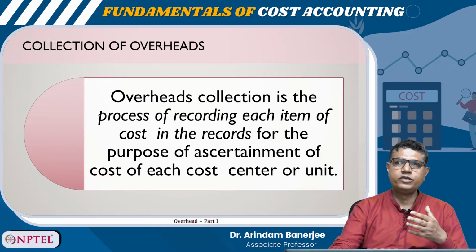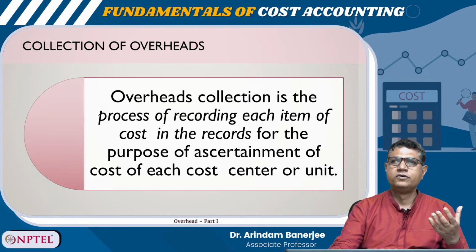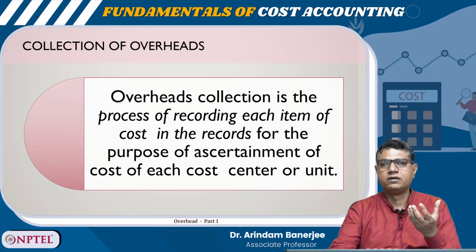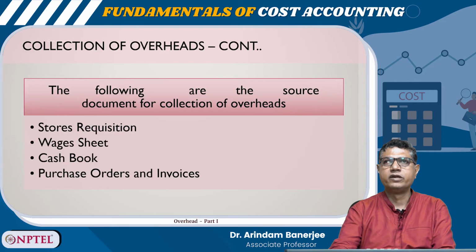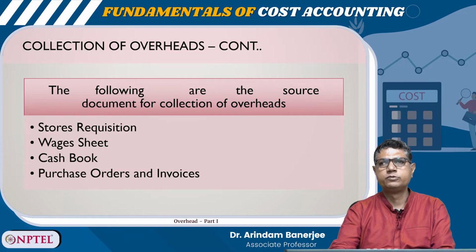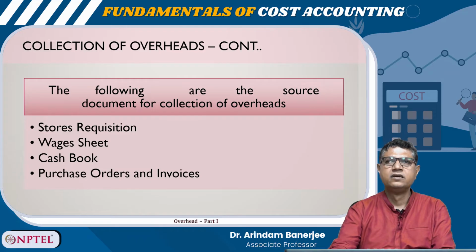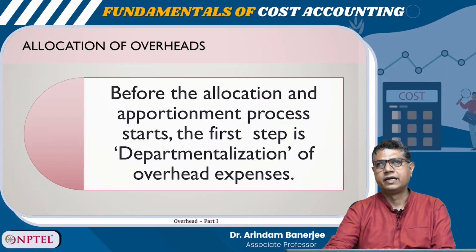Like for Maruti, if one unit is one Wagon R car, it requires estimating the cost of one unit of Wagon R passenger vehicle. So for that it needs to collect the information about the overheads. Following are the source documents for collection of overheads: stores requisition, wages sheet, cash book, purchase orders and invoices, etc. From these documents, the overhead cost data can be collected.